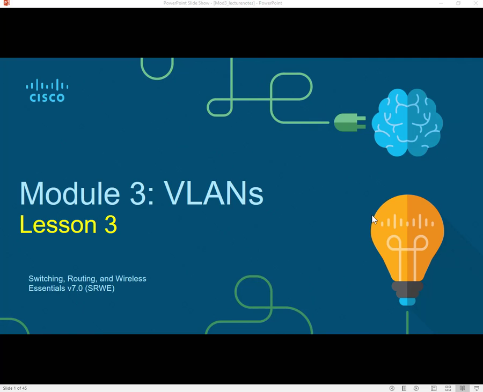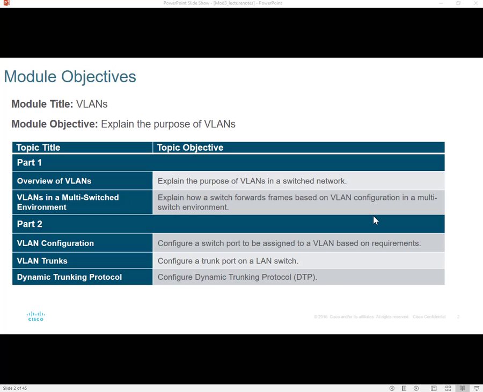We titled this module 3 as lesson number 3, and this is when we start to look at virtual local area networks. Generally, the overview of the main objective of the module is to understand the purpose of VLANs and how to configure VLANs. This video is divided into two parts. Part 1, we look at the purpose of VLANs in a switch network, and then we talk about VLANs in a multi-switch environment.